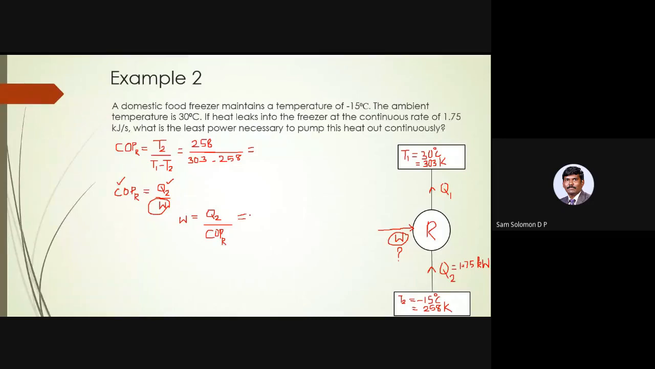So this is converted to watts, 1750 divided by COP of the refrigerator, which will be greater than 1. So you have to check that also. Efficiency is always less than 1. COP is always greater than 1. Make a note of it. So if you are getting some decimal value for COP, then something has gone wrong. You can identify that. So that is a checkpoint.